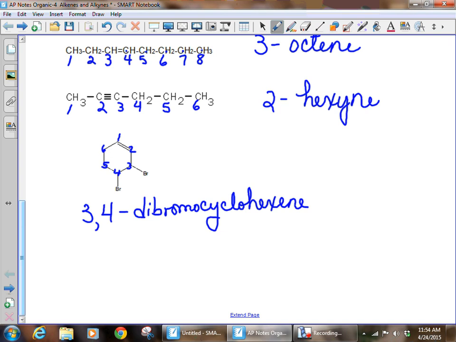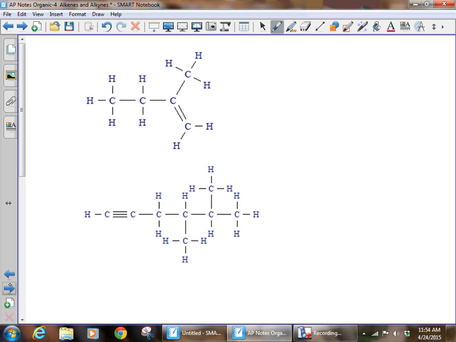Let's do a couple of more examples, a little more complex ones. In this case, the longest chain looks like it's going to be this direction, and we want to number it in this direction so that our double bond is on the earliest possible carbon. Looks like we have one branch right here, and that branch is a methyl group. Now we'll learn a little bit more about how to name things like this in the next set of notes, but for now we're just doing a basic nomenclature.